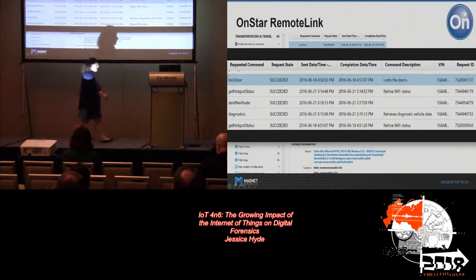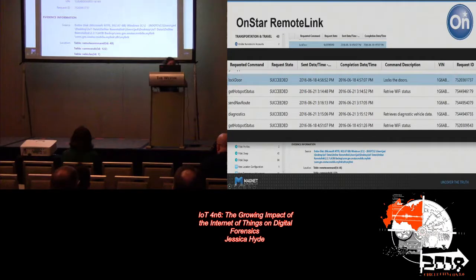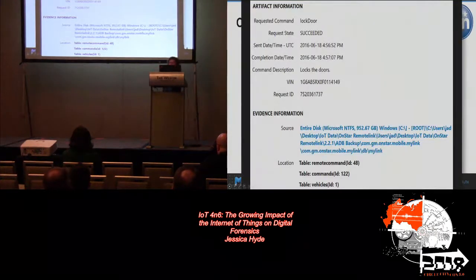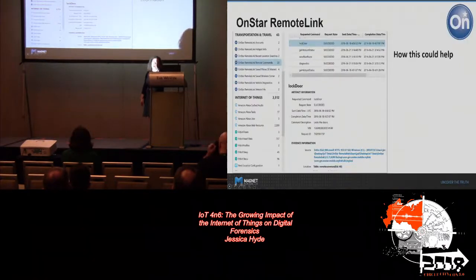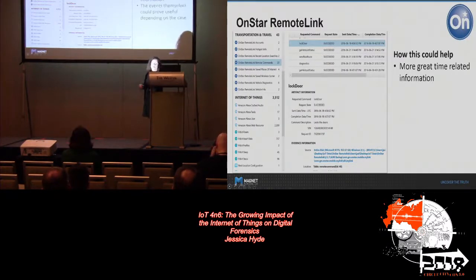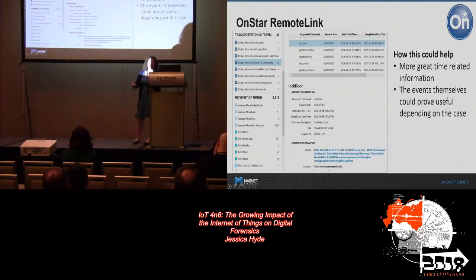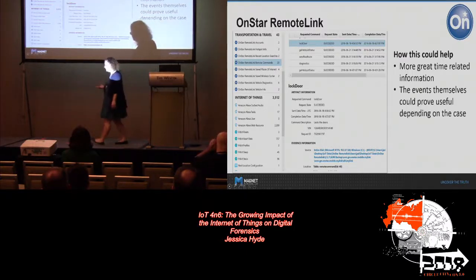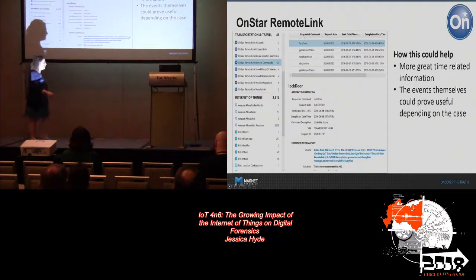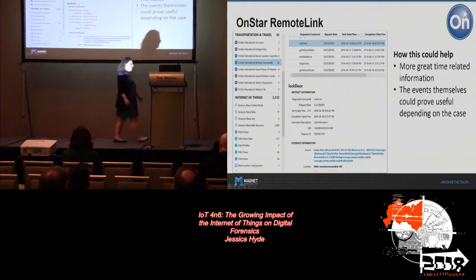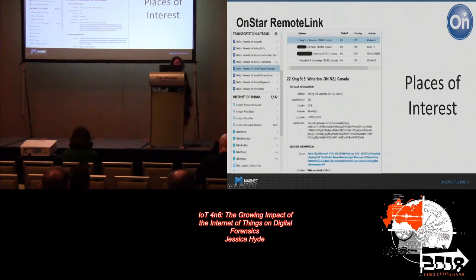That's a little interesting in and of itself. Again, you're going to get the request ID, you're going to get the VIN, and you now know when somebody remotely requested to lock the door in the car. Again, you've got good time-related information, and the events themselves could be useful. If you have an instance where you're trying to prove somebody was in or not in a vehicle or somebody else was with them or not with them, knowing if doors were opened or not opened can be helpful.